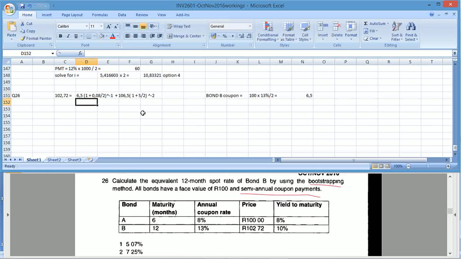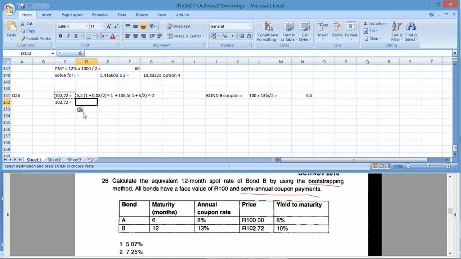It's 106.5, because it's the face value plus the coupon. That's at period 2, not year 2, because it's half yearly. So time 1 and time 2. That's what I mean when I say -2. Okay, so now I need to work all of this out separately. Let's work out what these values are currently.